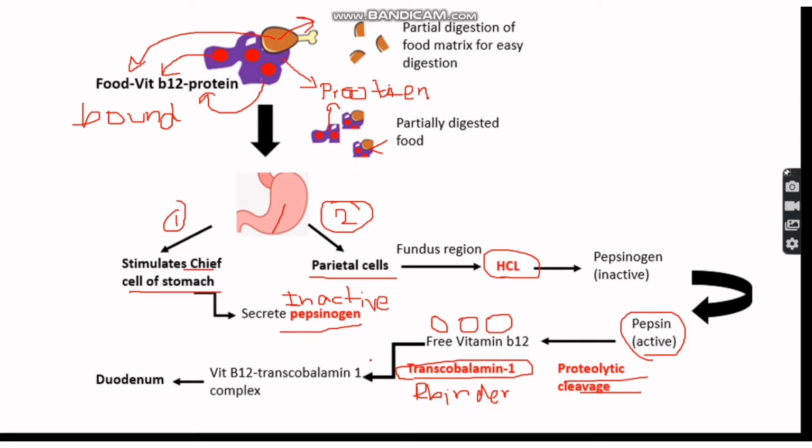Okay. Then once this vitamin B12 binds to transcobalamin 1, it will produce a complex known as the vitamin B12 and transcobalamin 1 complex. This vitamin B12 will remain bound to its carrier protein, transcobalamin 1, until it enters the small intestine, that is the duodenum part of the intestine, from where this vitamin B12 will be released from its carrier protein and absorbed.